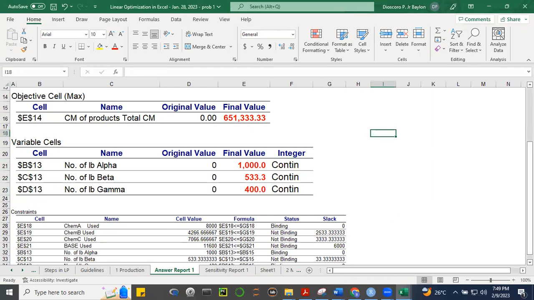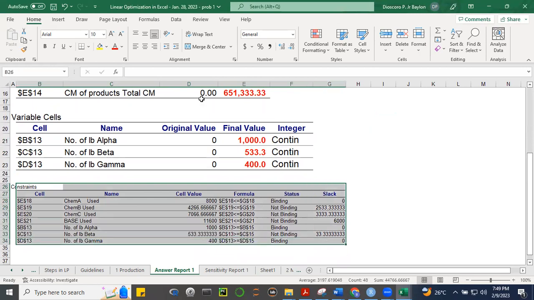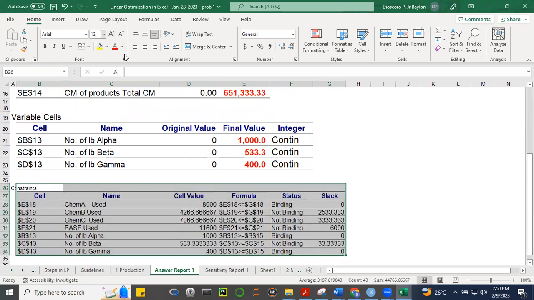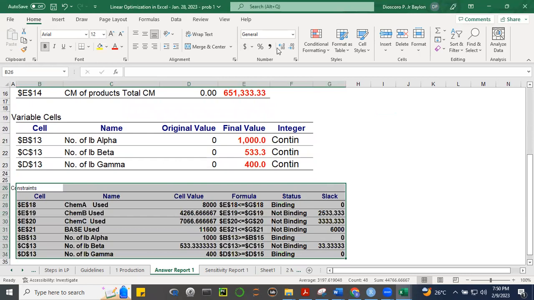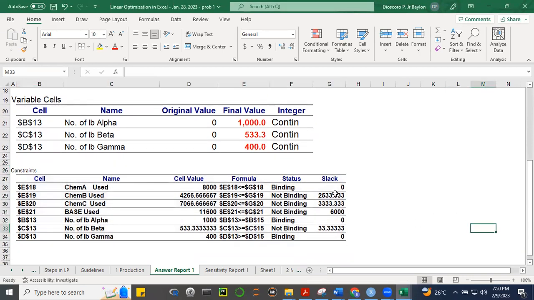And lastly, we have the constraints. Okay, let me pause. I think I have a question here. All right. Okay, let's take a look at this, class. Let me just format this, one decimal place only so it's not too big.